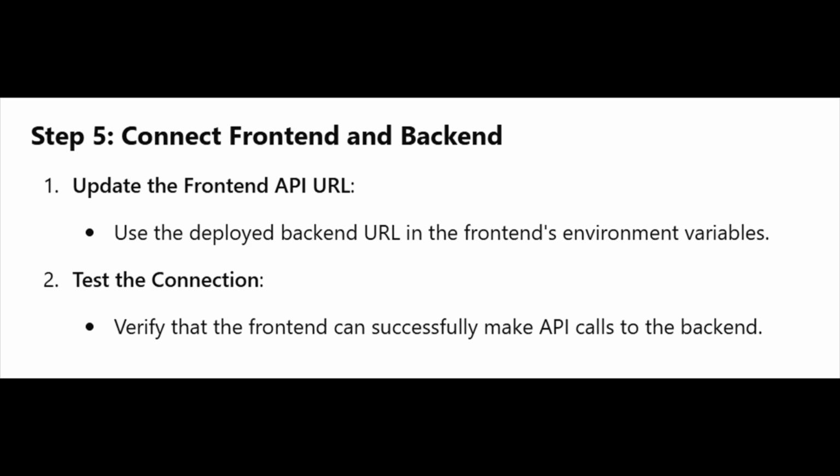Step 5. Connect frontend and backend. Update the frontend API URL. Use the deployed backend URL in the frontend's environment variables. Test the connection. Verify that the frontend can successfully make API calls to the backend.